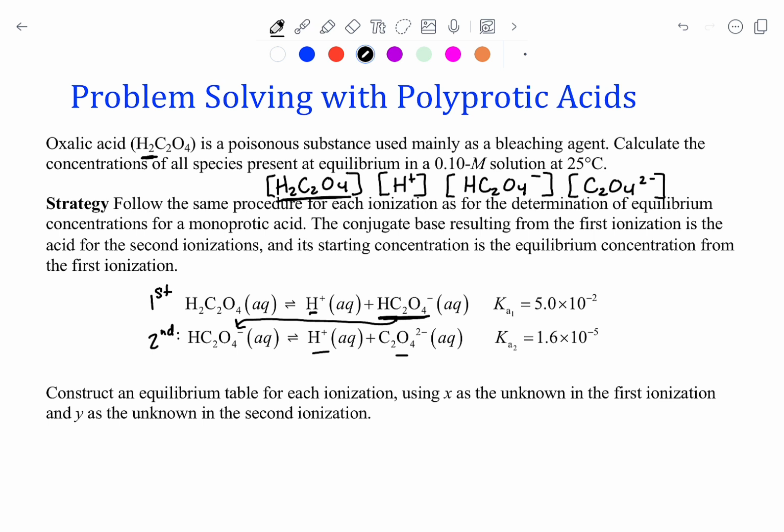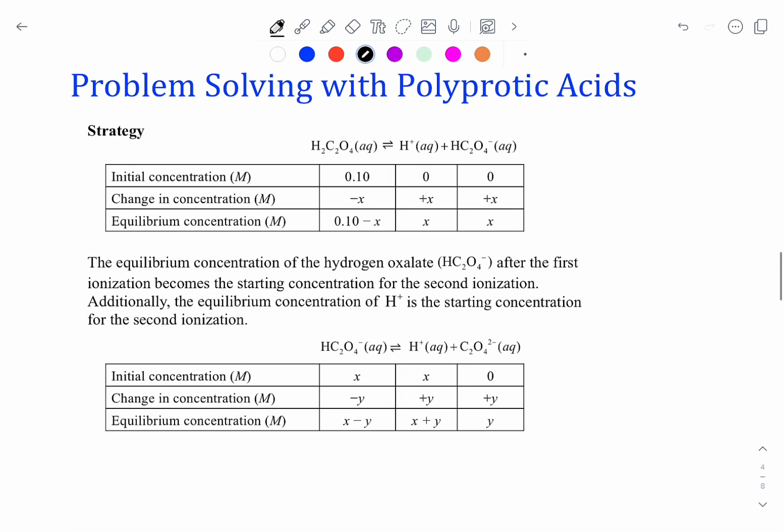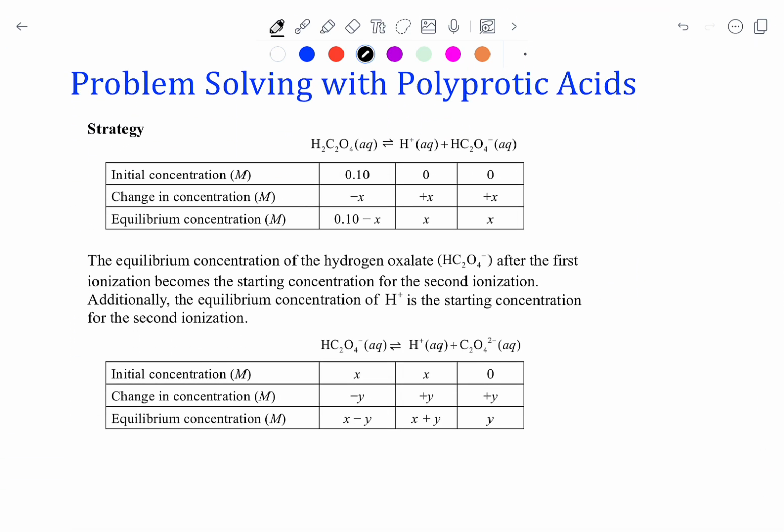We're going to have 2 different ice tables, so we're going to have one where we have the change in terms of x, and then one as the change in terms of y, just so that we're not getting our x's and y's mixed up in our 2 ice tables. So here are what our ice tables look like for each of those ionizations. We have our first ionization here and our second ionization here.